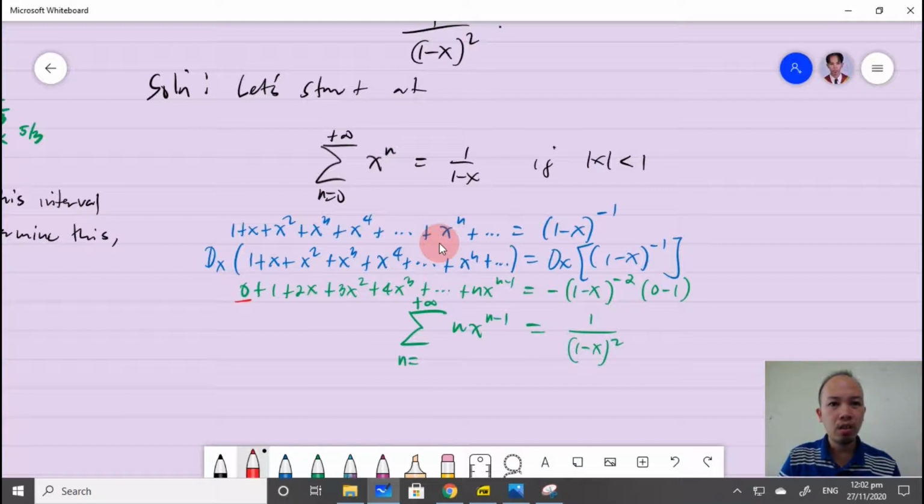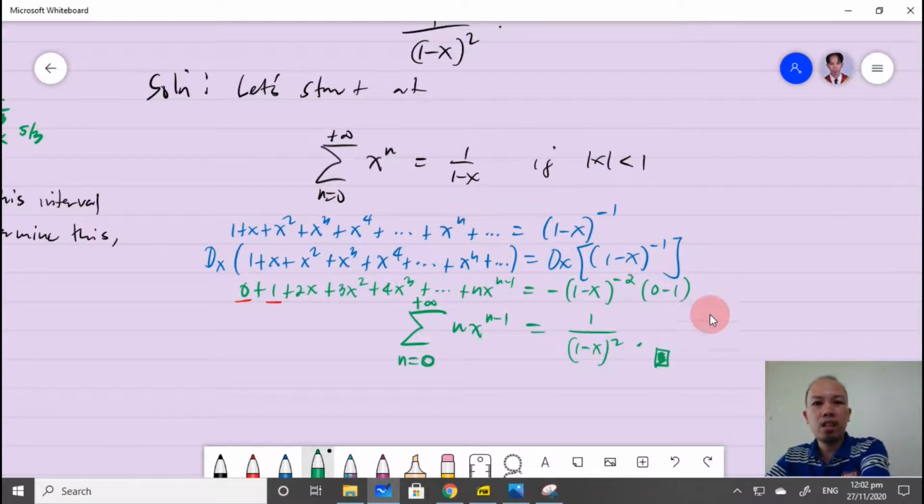Okay, when n is equal to 1, we have 1 times x to the 1 minus 1, which is x to the 0. So we have 1 here. And if n is equal to 2, we have 2 here, and we have x to the 2 minus 1, we have this one. So we will start at n is equal to 0. Okay, so this is our power series representation of 1 over 1 minus x squared. Okay, so this is it.